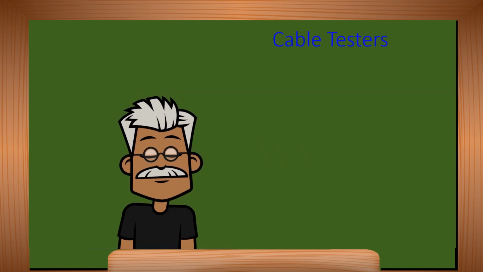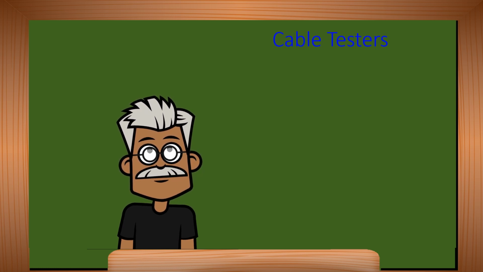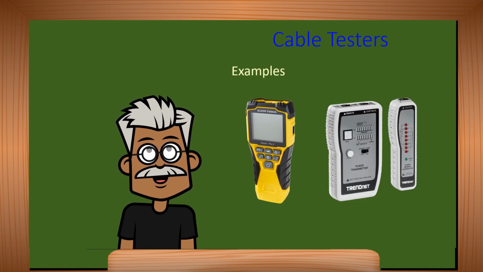Even if visual identification of a cable is easy, not all correctly identified cables are functional. A cable tester, like the ones pictured here, can help identify a cable that is not functioning correctly. But before we can recognize a faulty cable, we need to know what happens when a good cable is tested.